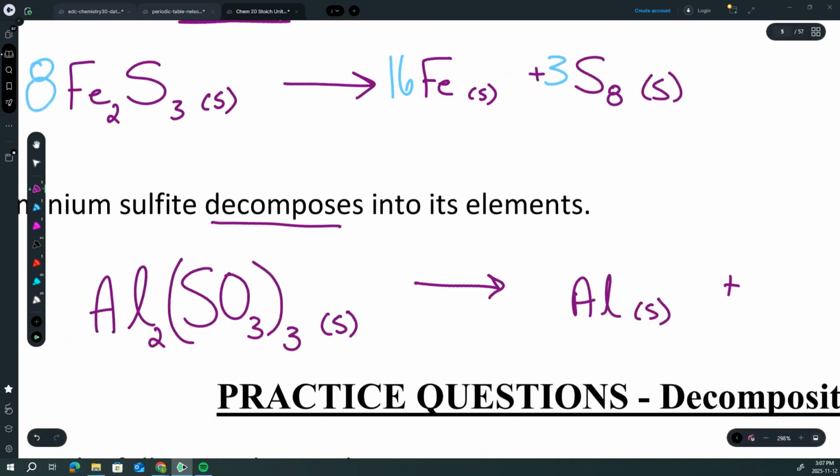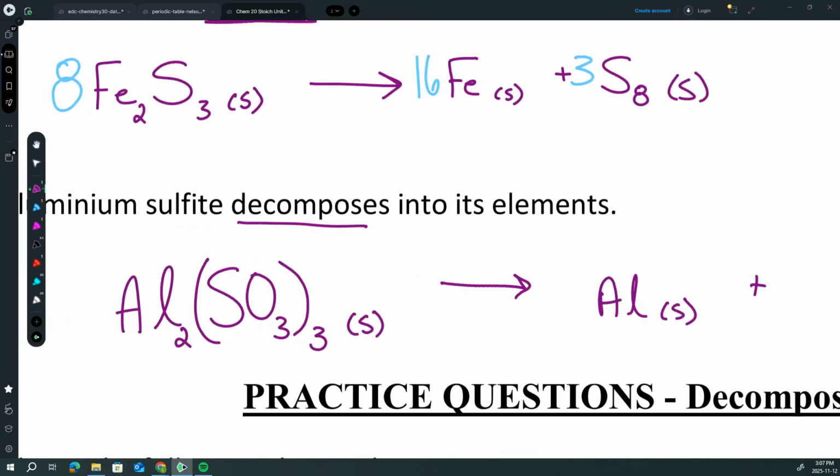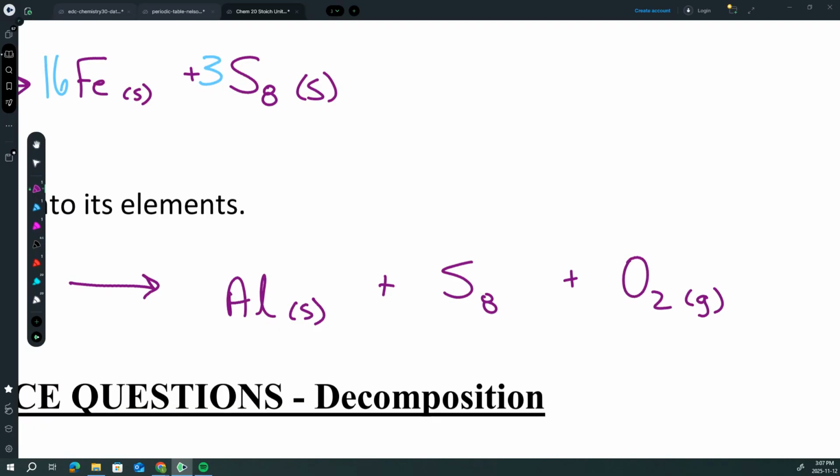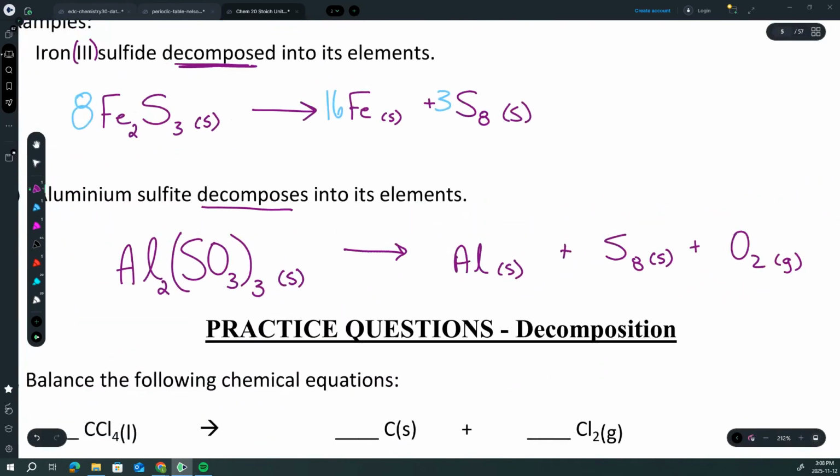Now the other elements that make up aluminum sulfite are going to be sulfur and oxygen. Once again, sulfur, when it's by itself, is S8. Oxygen is one of our diatomic elements because it's in Hofbrinkel, so whenever it's by itself, there are 2 of them. Oxygen is a gas at room temperature and sulfur is a solid.